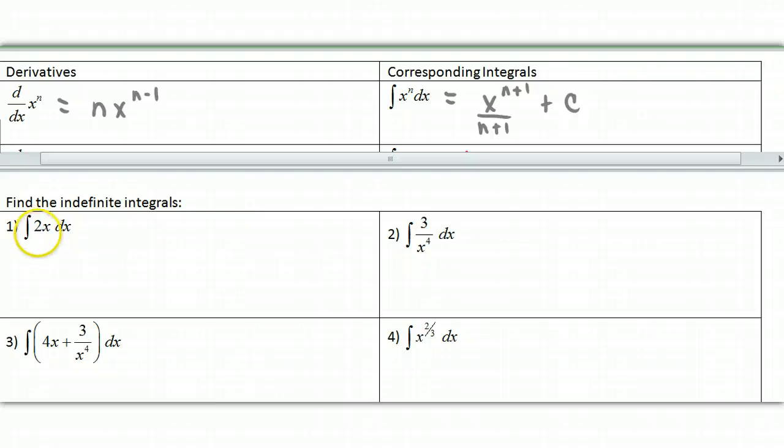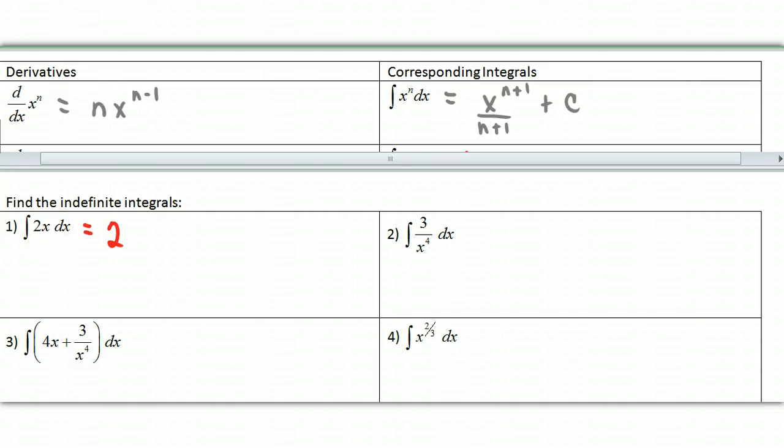So we have the antiderivative of 2x now. When we look at this, some of you can just do this in your head and say, oh, x squared. If I take x squared, the derivative of x squared is 2x. That is correct. But let's now use these rules and see how this goes. If I have a constant multiple, it's just like taking the derivative. It goes along for the ride.